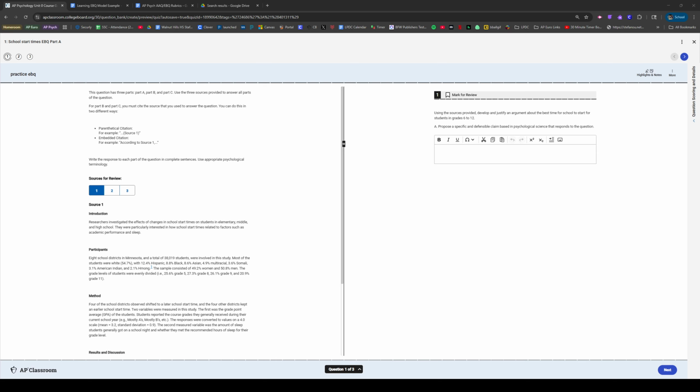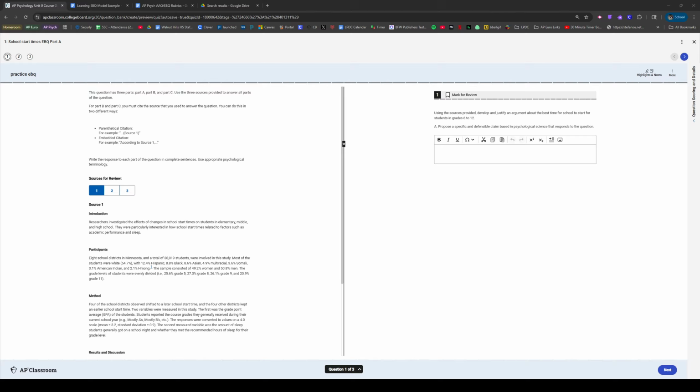Alright, so the EBQ is about 15% of your AP test score. I'm sorry, that's wrong. It's about 16 to 17% of your AP test score, so a little bit more than 15%. It's equally as important as the AAQ. Whereas for the AAQ you get 25 minutes, for the EBQ you get 45 minutes. So it's going to take a little bit longer because it does require a little bit more reading and writing.